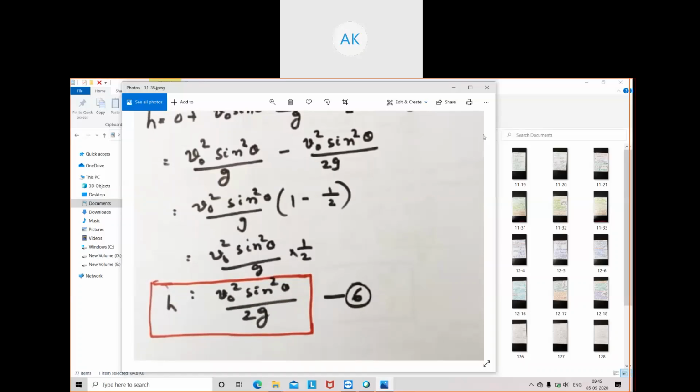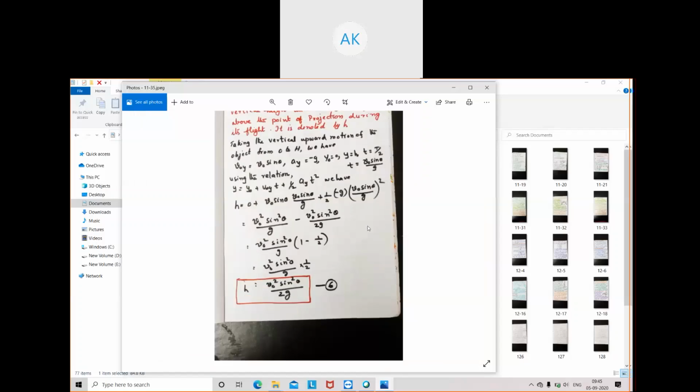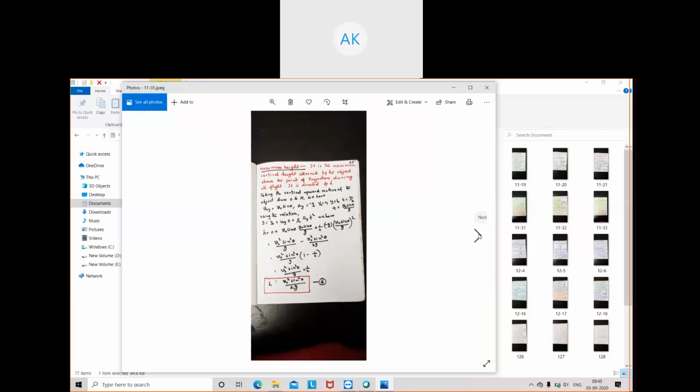Next, one more derivation is there: horizontal range.